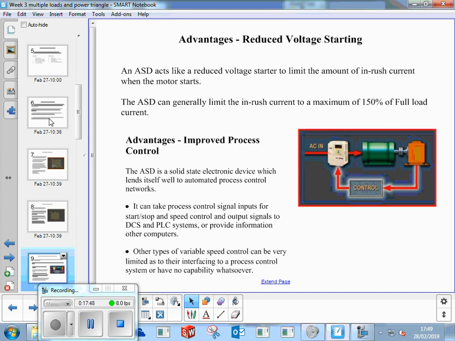Second advantage, improved process control. You've got a solid state device which lends itself well to being integrated with control systems, control signals, so you can on the fly vary the motor according to the measured output pressure of a pump or something, so you keep a constant pressure. It can take control signals, start and stop signals, and outputs from PLCs to control speed and so on. Other types of variable speed control can be very limited as to their interface into a process control system or have no capability whatsoever. So the VSD, the inverter drive, is particularly good at that.